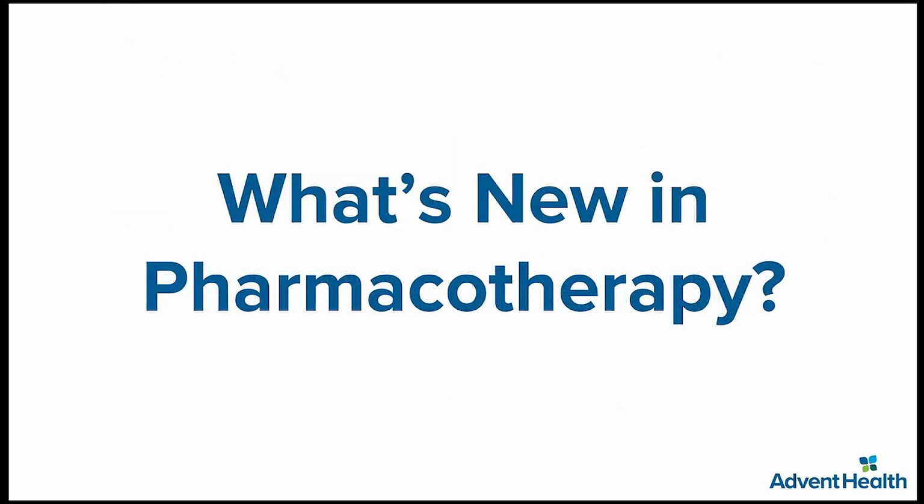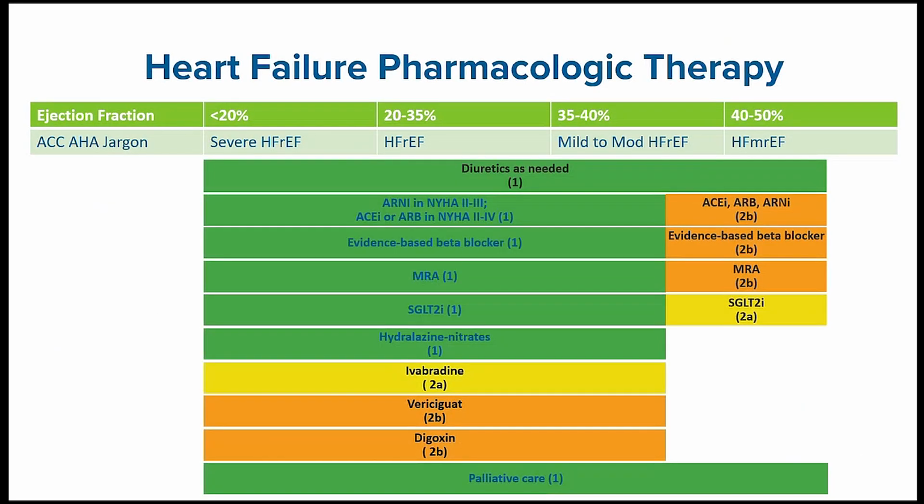So what's new in pharmacotherapy? This is a busy slide, but it conveys the entire content of the guidelines with regards to management of patients with heart failure and reduced ejection fraction. One of the things that is important in the guidelines is that we're paying more attention to the patient's ejection fraction. And you will see in the top row there that the ejection fraction goes from less than 20%, 20 to 35%, 35 to 40%, and 40 to 50%. The jargon that's used for these patients are severe heart failure, mild to moderate heart failure, and heart failure with mild reduced ejection fraction.